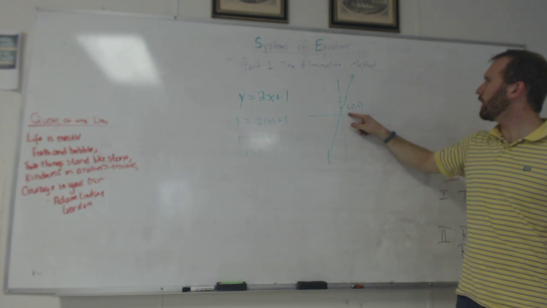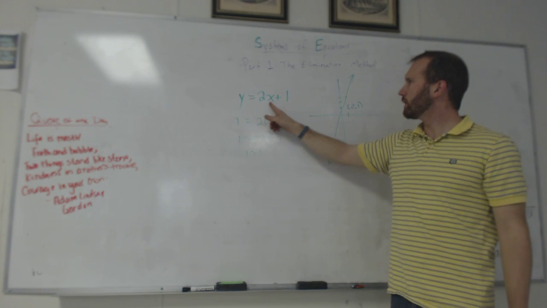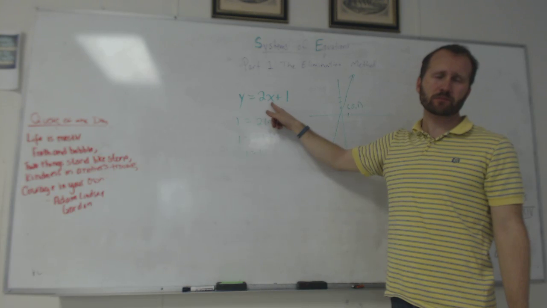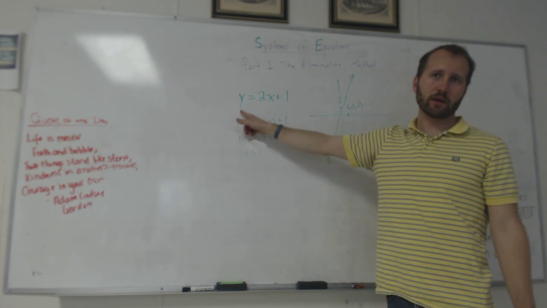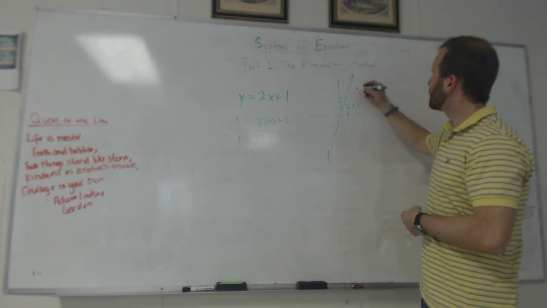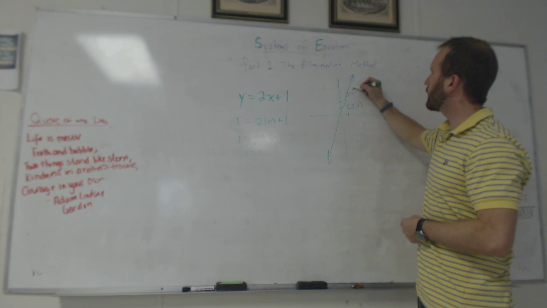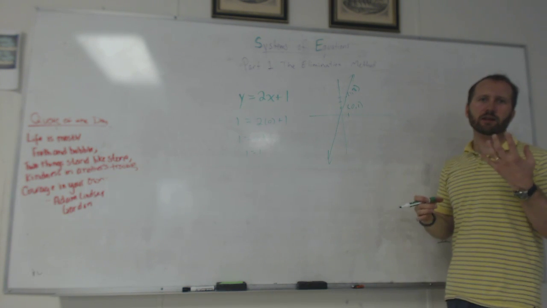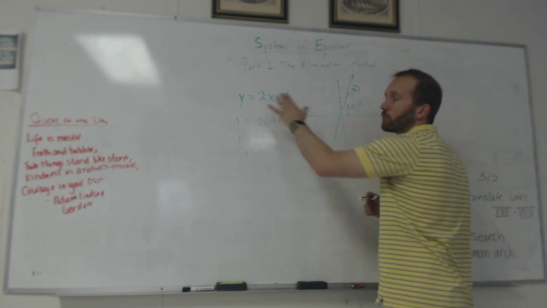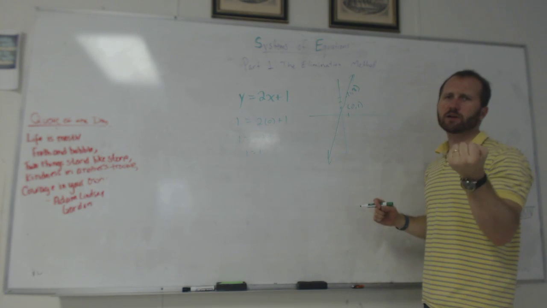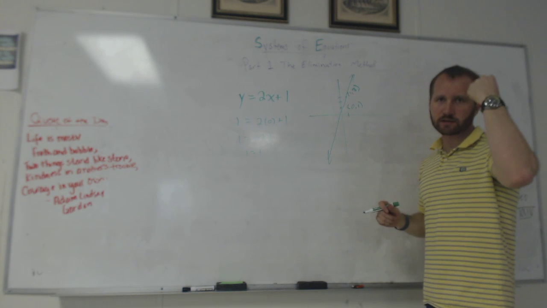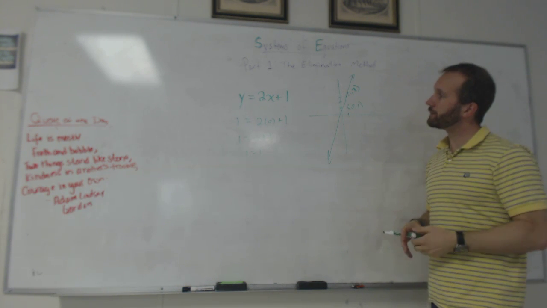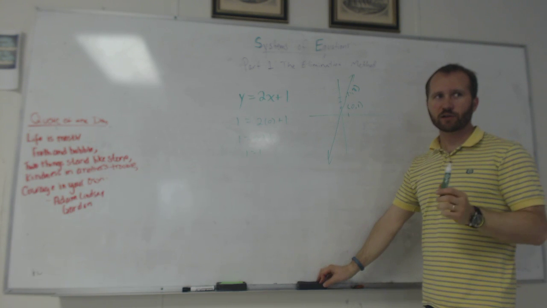Right? X could be 1, and if x is 1, then y would be 3. 2 times 1 is 2, plus 1 is 3. So that's another solution, this point here, 1 comma 3. So we have a whole bunch of solutions. There's not really a way to solve this outright. I can't say, it's definitely this. Until now.